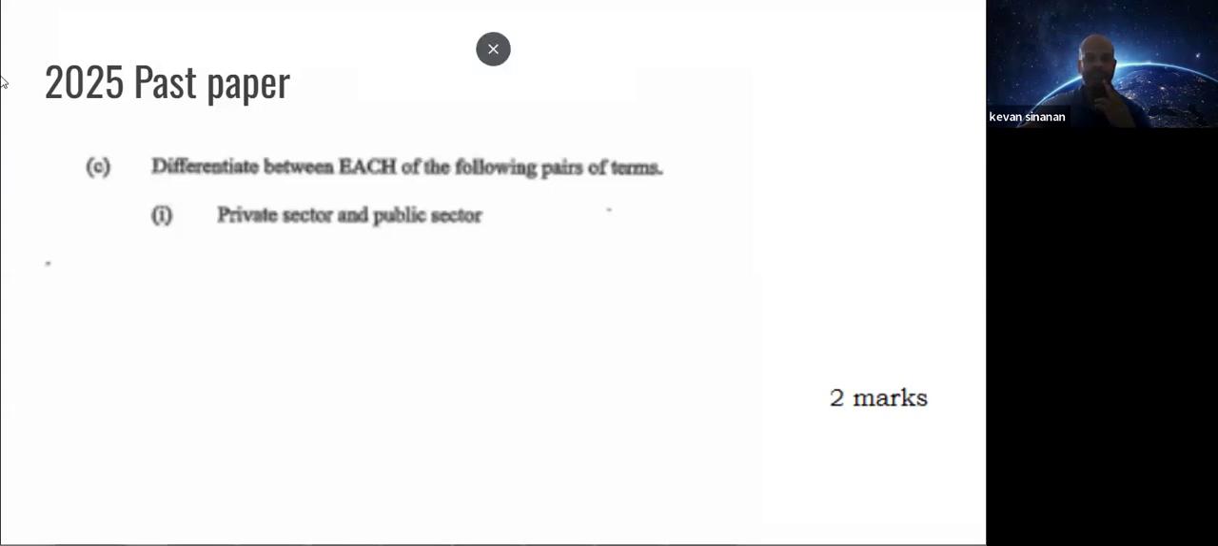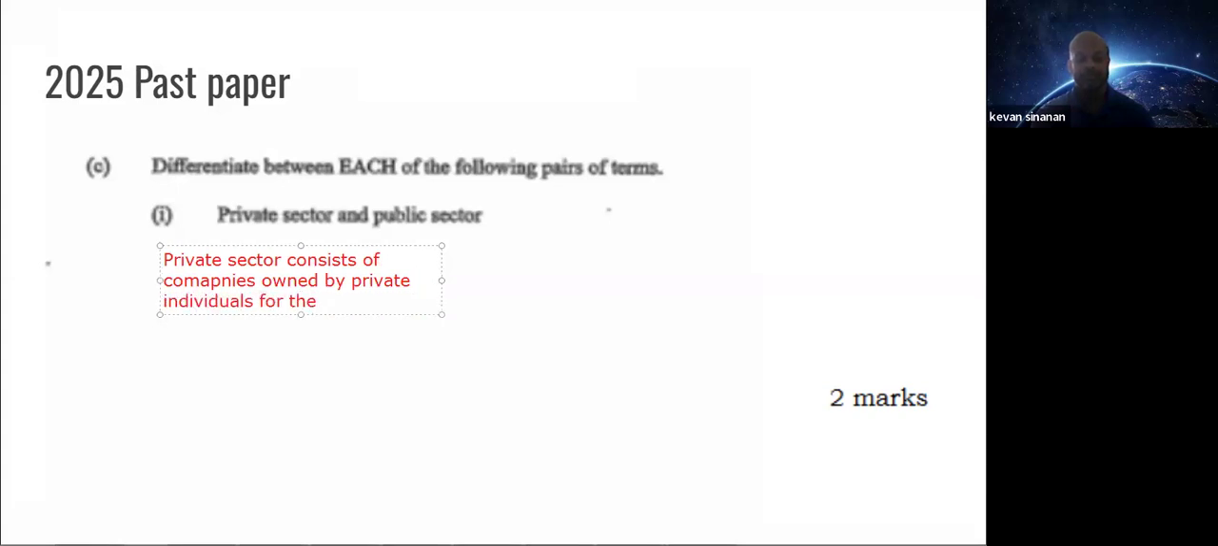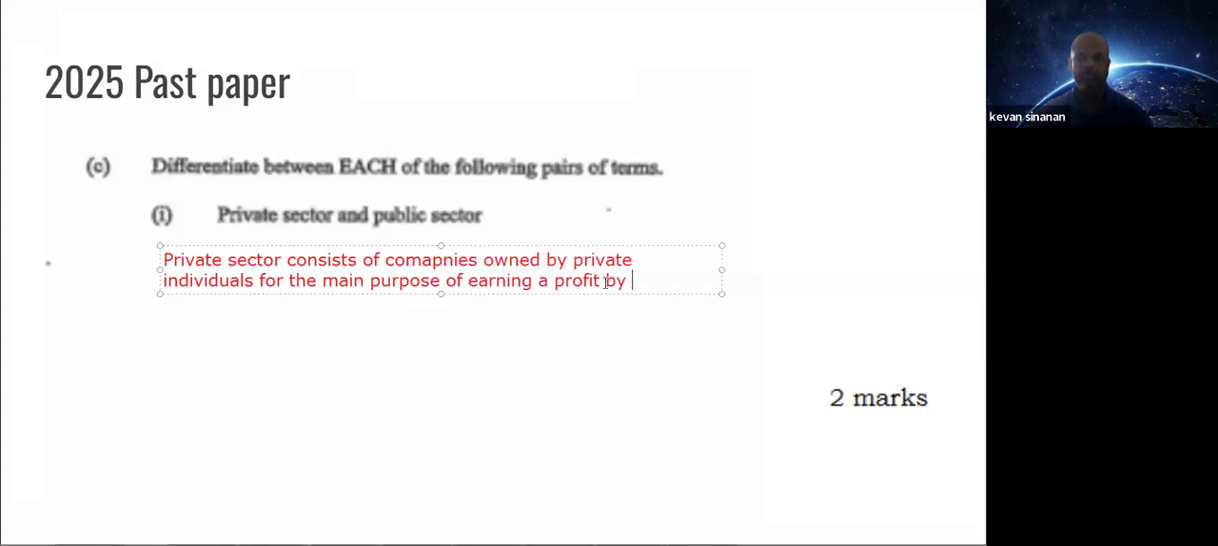Real quick, we say the private sector consists of companies owned by private individuals for the main purpose, or sole purpose, of earning a profit by providing goods and services. So that's 1 mark out of the 2 marks.